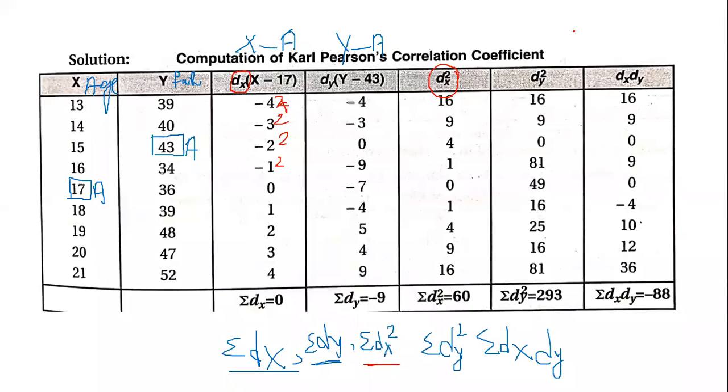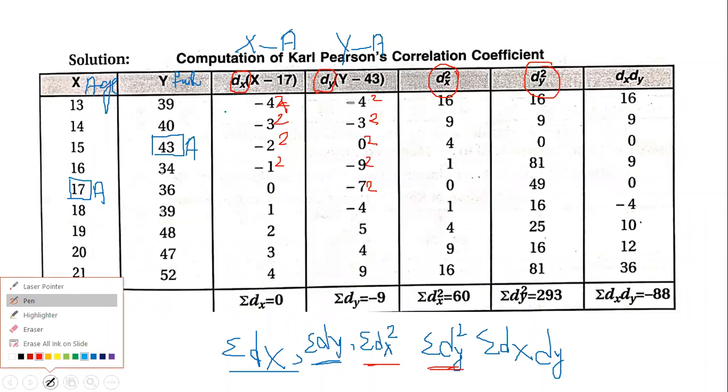Next, the other deviation which I have here is dy. Now if I square all these numbers of dy, that is the deviations which I've taken from y, I get dy square. And if I add this column completely here, 16, 9, 0, 81, 49, I get the next important value, sigma dy square. And the last important value which is supposed to be calculated is multiplication of deviations.